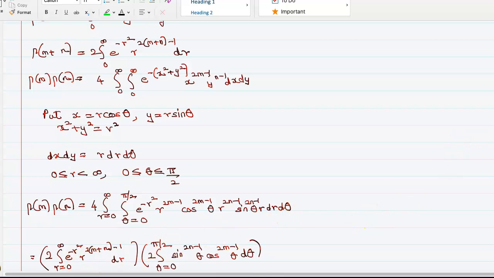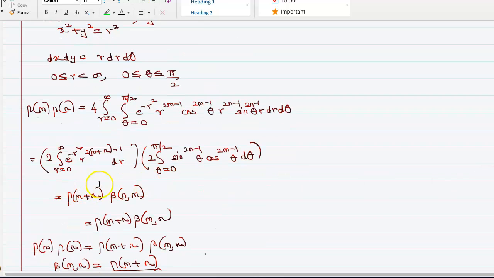So we can split the integral and write it as twice integral r varying from 0 to infinity e raised to minus r squared r raised to 2 into m plus n minus 1. I am taking the terms in r with one integral and theta with the other integral, and 2 integral theta varying from 0 to pi by 2 sin raised to 2n minus 1 theta cos raised to 2m minus 1 theta d theta. So this is your gamma m plus n and this is your beta nm.